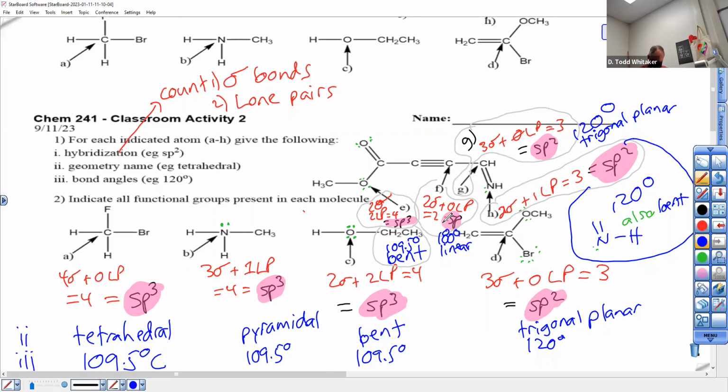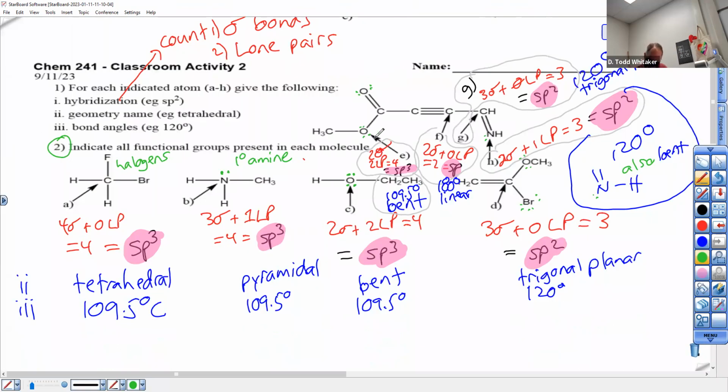The functional groups present in each molecule. No functional groups in the first one. You can call them halogens. Sure. This you have to learn is called a primary amine. And I want to make this a good review for the future, right? So here's a secondary amine.